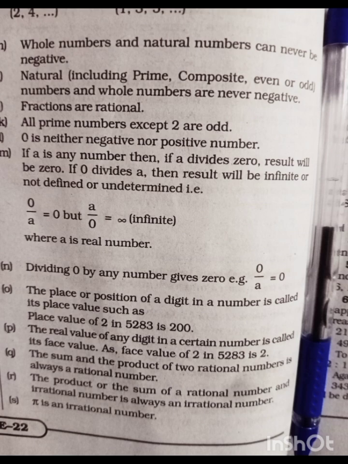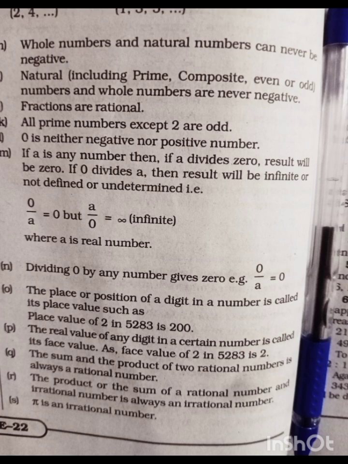The place or position of a digit in a number is called its place value, such as the place value of 2 in 5283 is 200. The real value of any digit in a certain number is called its face value, as the face value of 2 in 5283 is 2.